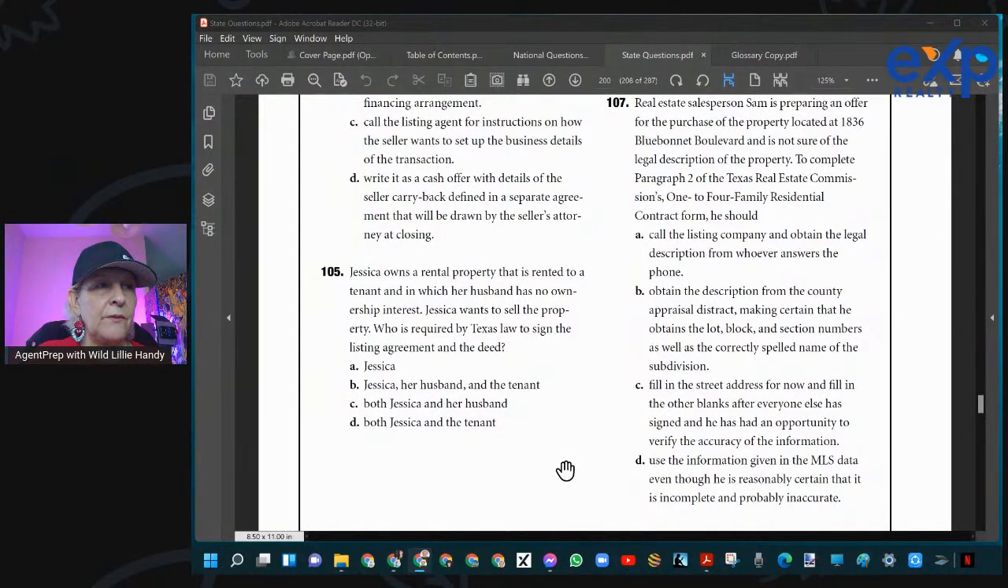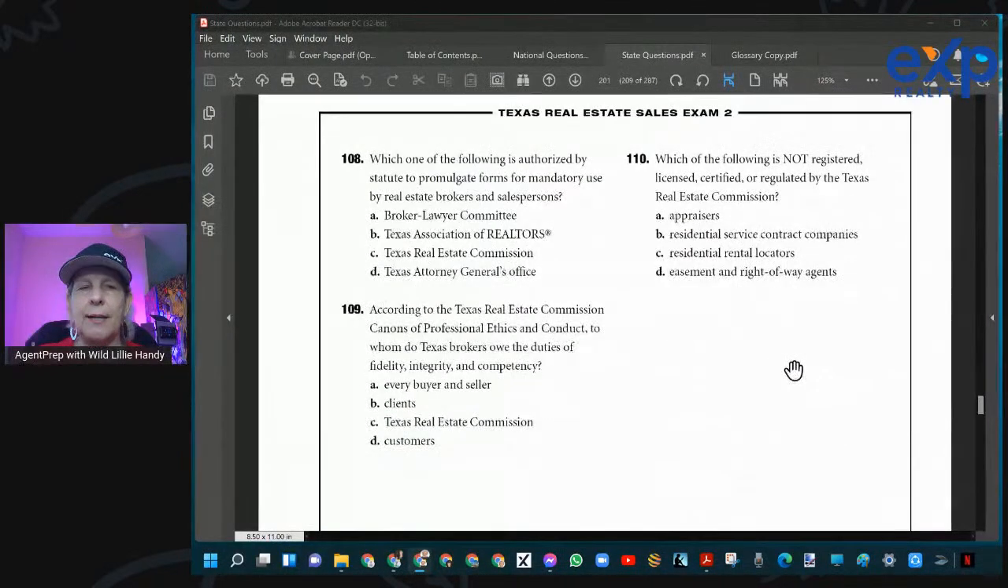Okay, so far I've got 107B. And yes, that is the correct answer. 107B. Obtain the description from the county appraisal district. We don't use the address. We don't take the word of somebody else, the other realtor or the MLS. We go to the source, and that is with the county appraisal district. And we have access to those websites when we become realtors, and even as public individuals, everyone has access to that website, the county appraisal district.